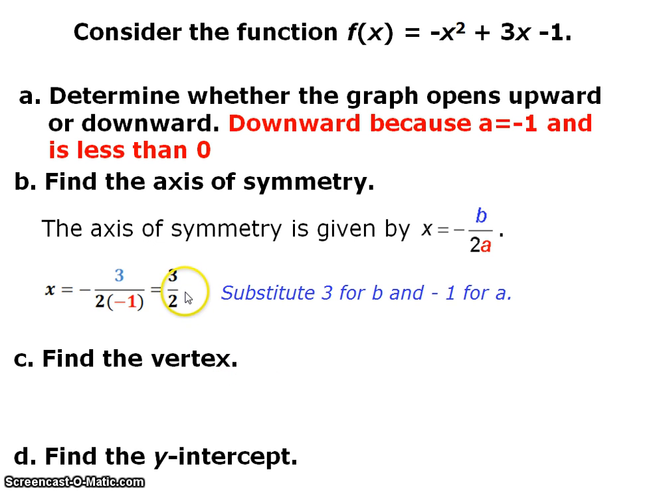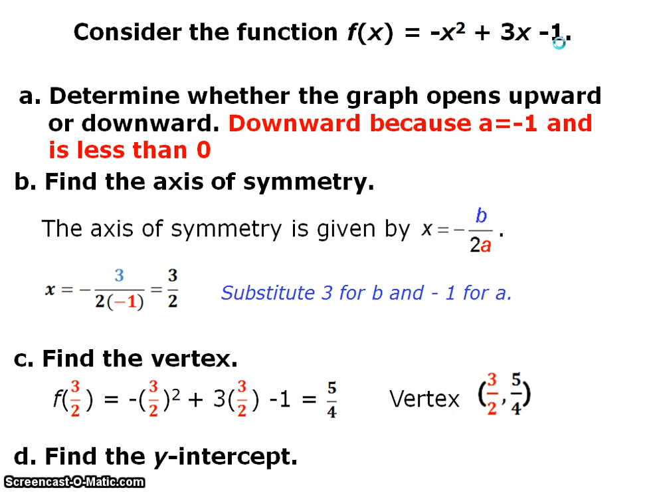Now I'm going to take my value 3 over 2, and everywhere I see x in the original equation, I'm going to substitute in 3 over 2. So I have negative 3 over 2 squared plus 3 times 3 over 2 minus 1, and I end up with 5 over 4. Now you'll be doing most of this calculation work with calculators, so don't worry too much about that. And finally, the y-intercept is negative 1 because that's the value of c.